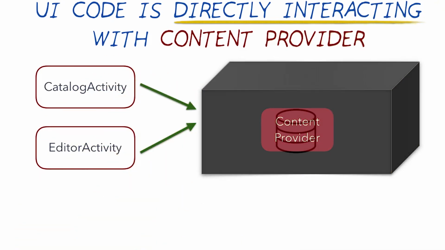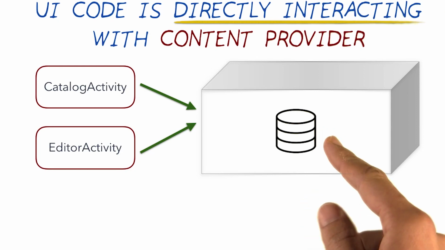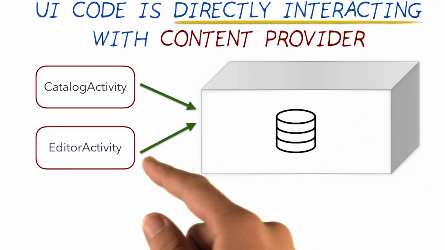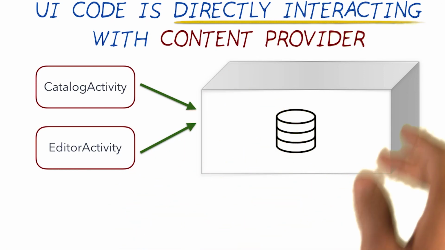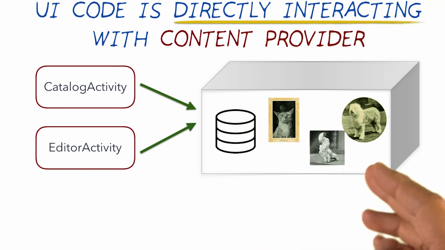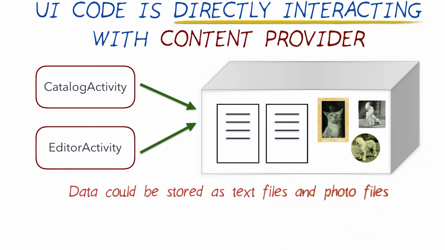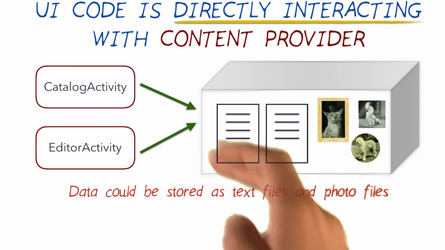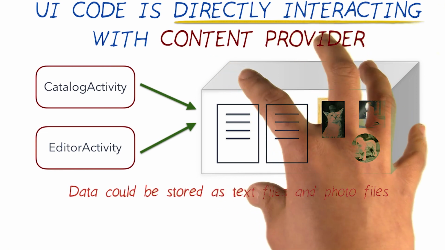So in a later version of the app, if you decide to swap out the database for a different type of storage, the UI code would still remain the same and continue talking to the existing content provider. In addition to the database, if we were to add photo files for each pet, this could work as well. Or even if the data were stored as text files instead of a database along with photo files, our content provider could handle that as well.